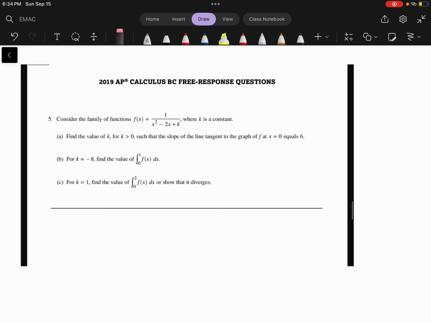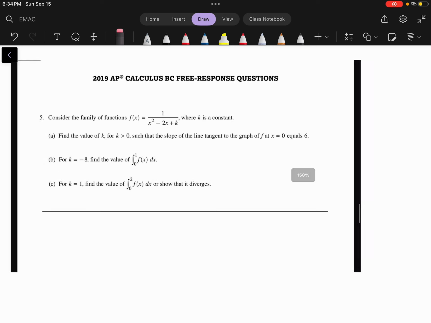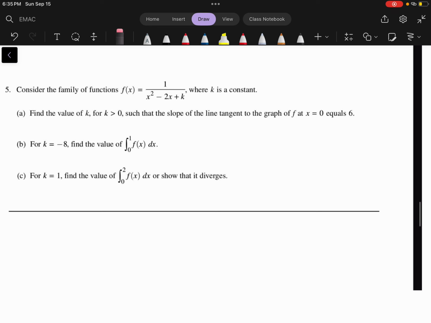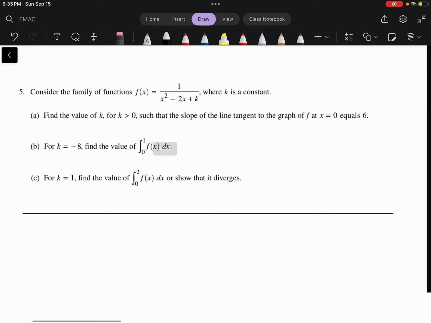Today I'm going to be going through an FRQ problem for AP Calc BC. This was taken from the 2019 exam on the College Board website. We have three subparts to this question, involving definite integrals. Let's get started with the first part, which is A.